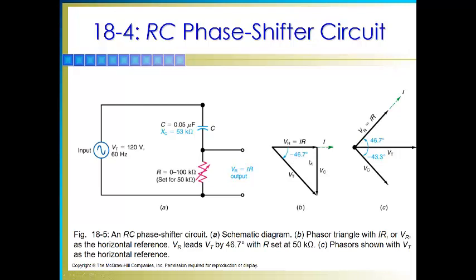This is the phase angle between the voltage on the resistor and the total voltage, this voltage right here. So if you can see right here, 46.7 degrees and 43.3, these together add up to 90 degrees, which is the same thing that we have here.